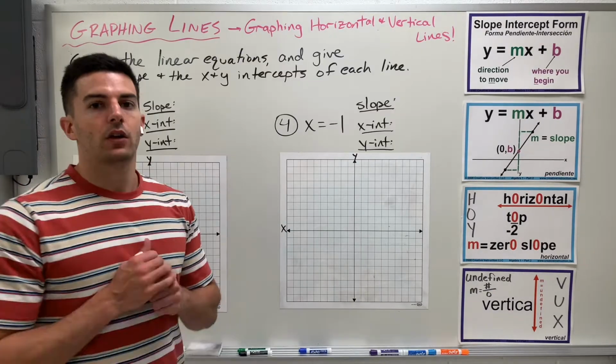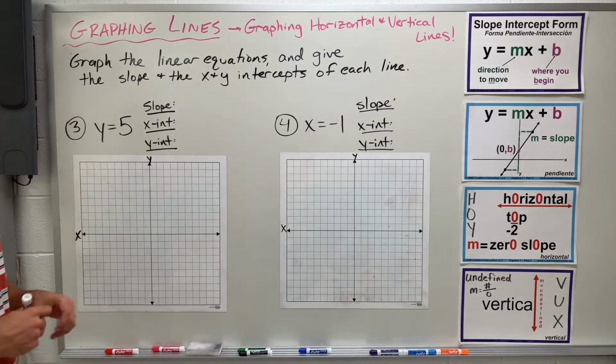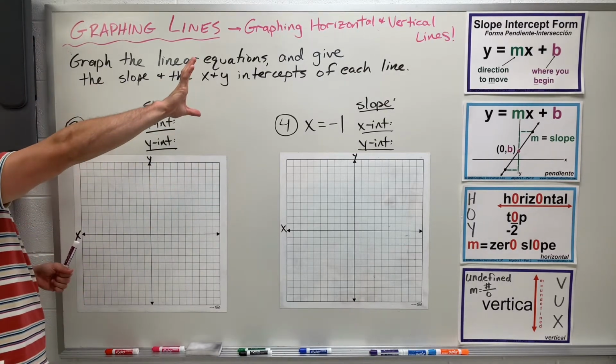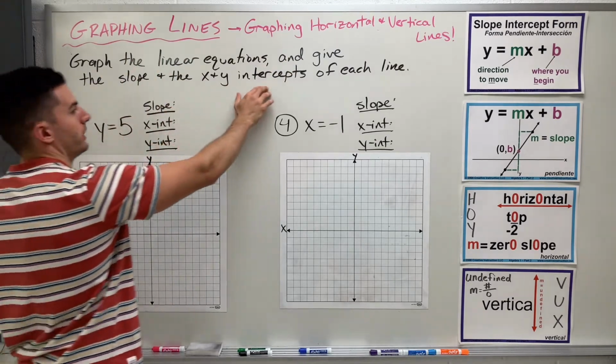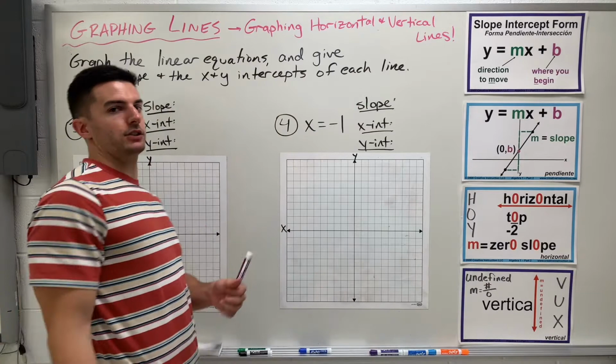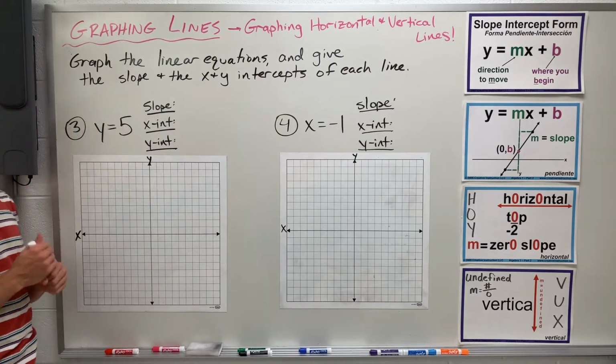All right. Alrighty, so I've got 2 more examples up here. And you notice I expanded the directions a little bit. I'm saying graph the linear equations, which is what we did last time, and give the slope and the x and y intercepts of each line. So it's asking us for some information about each line after we graph it, okay? But let's graph them first, okay?